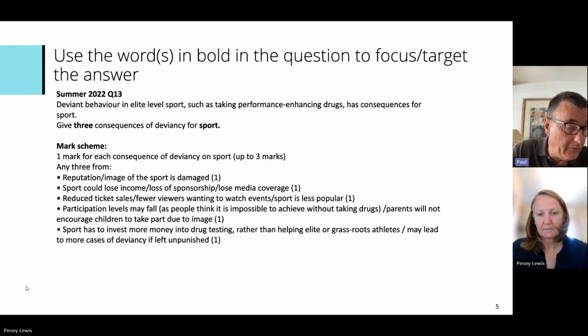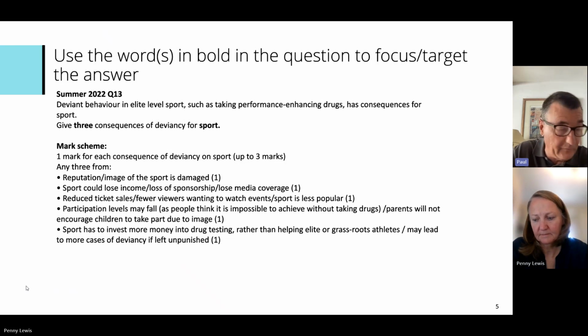Consequently, if candidates answered with consequences for the player, spectator, or sponsor, there was no credit. For example, a player being fined or banned or sent off are all related to the player, not the sport. The sponsor loses money is linked to the sponsor. Answers needed to relate to sport itself.